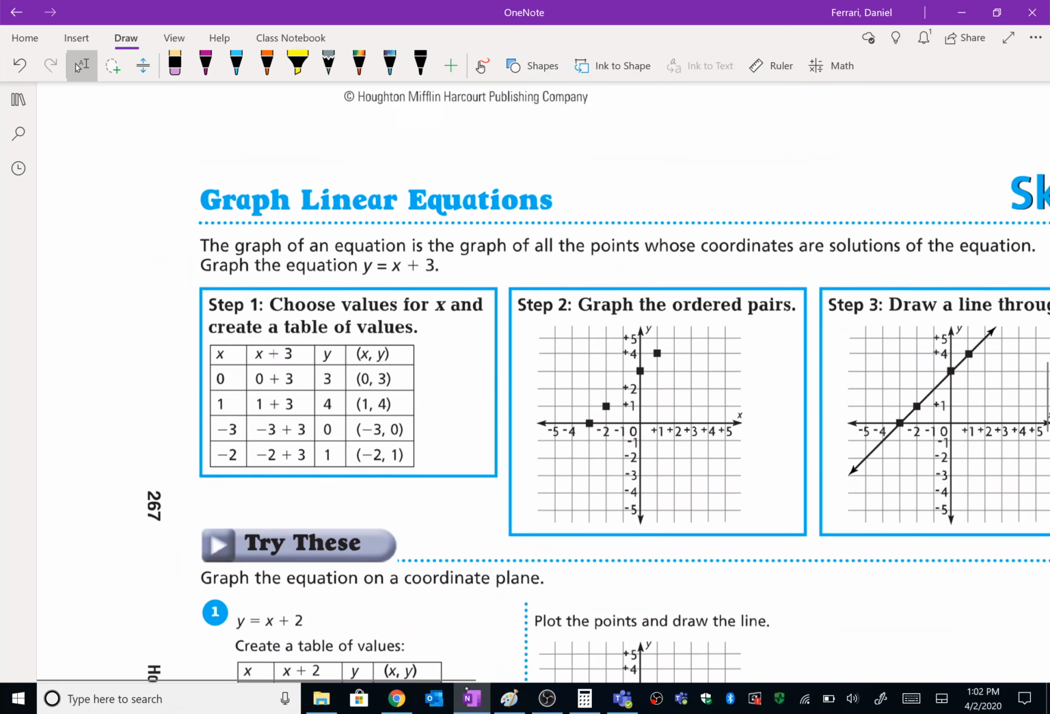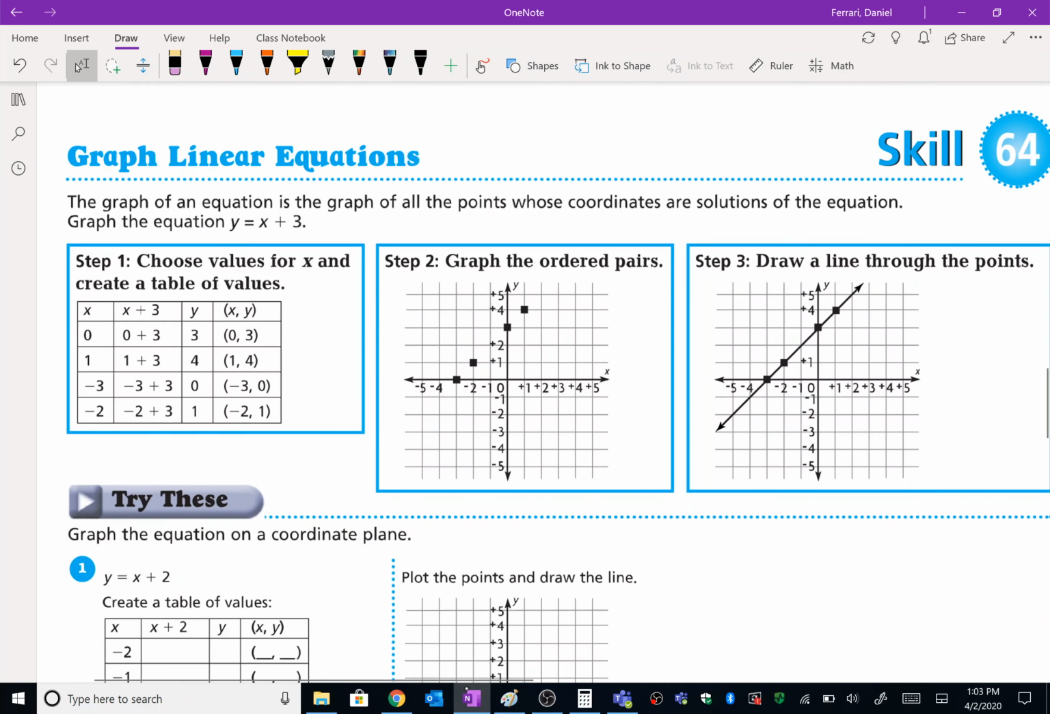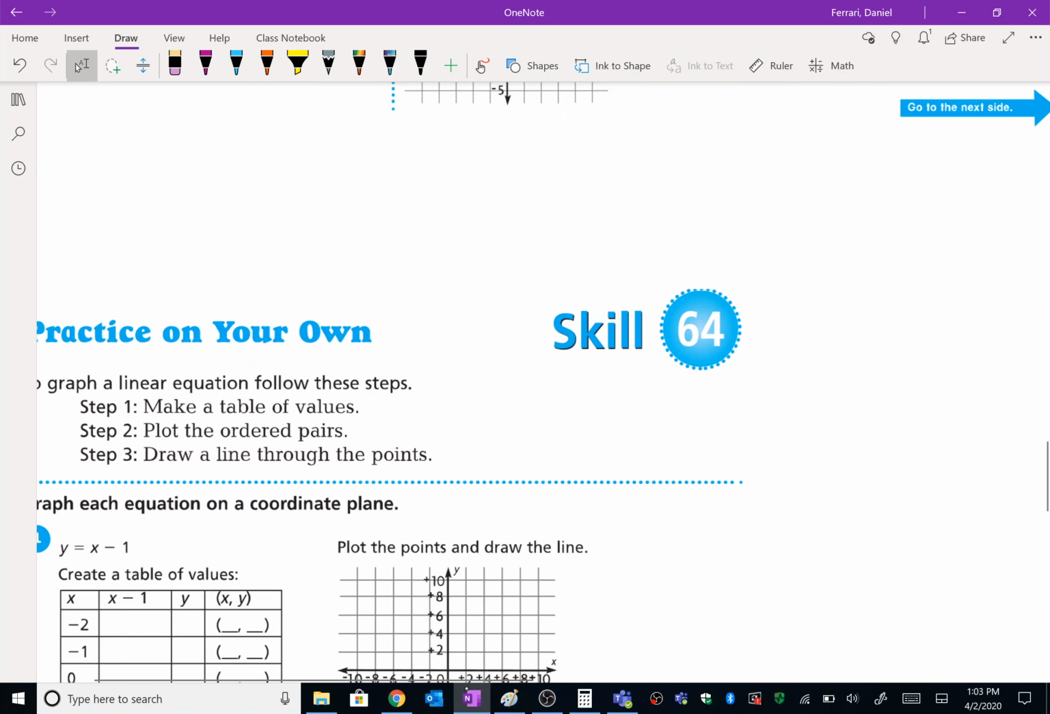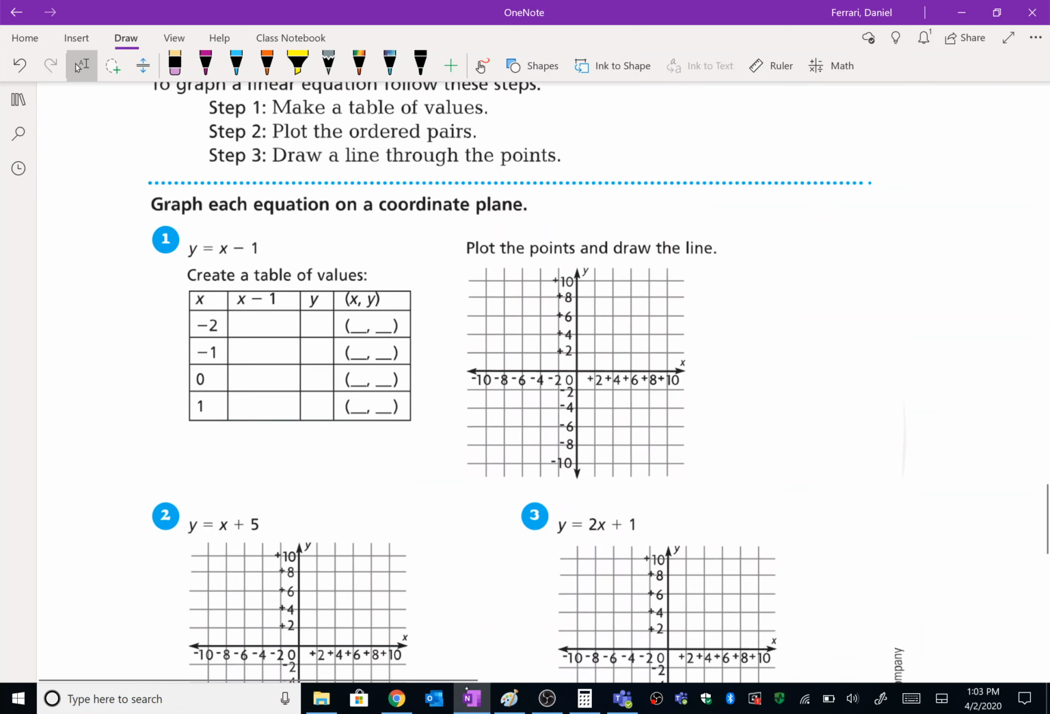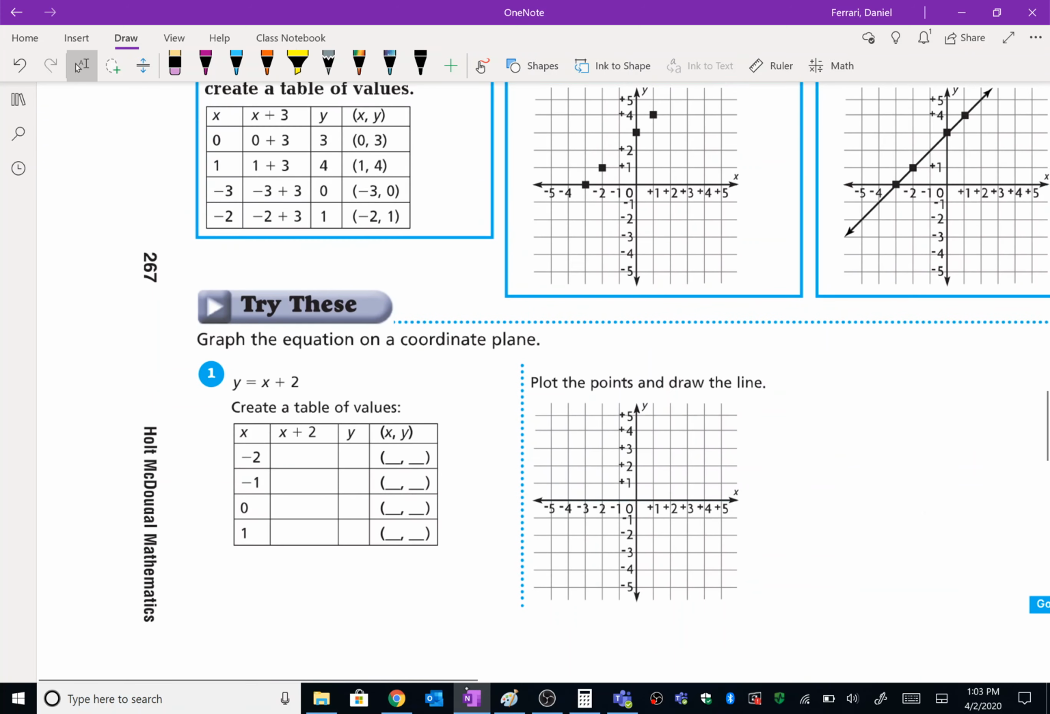Okay, all right, so that should get you all the way through all the Skill 55 questions. Let's go ahead and take a look at these Skill 64 ones. This has you basically making a table and graphing lines. So I'm going to do the first one right here.